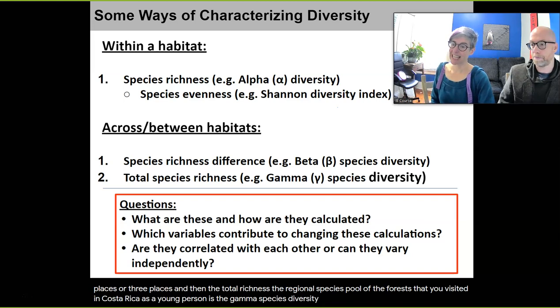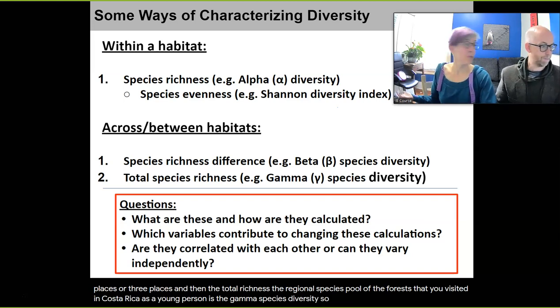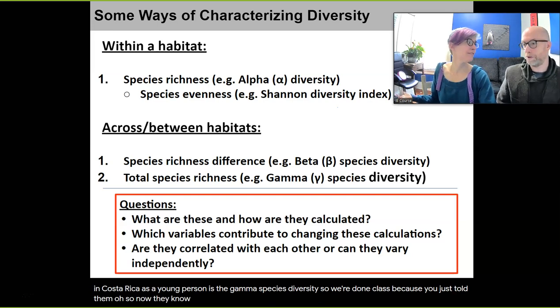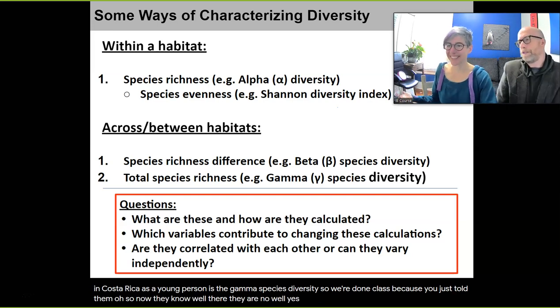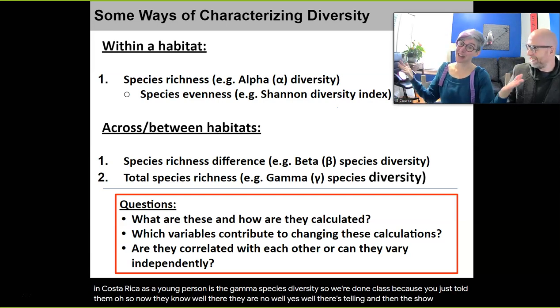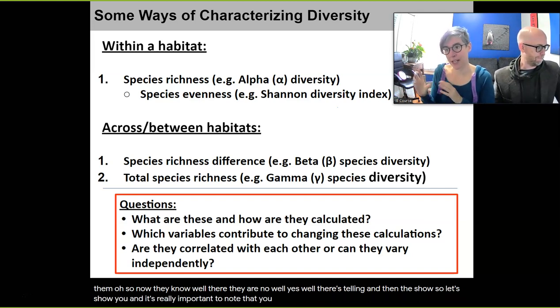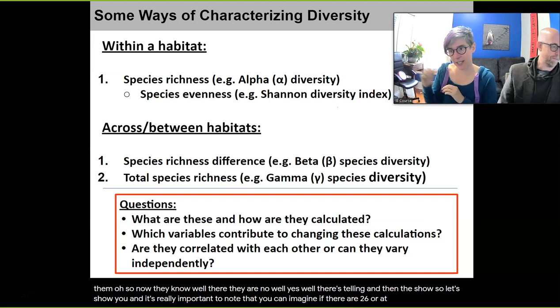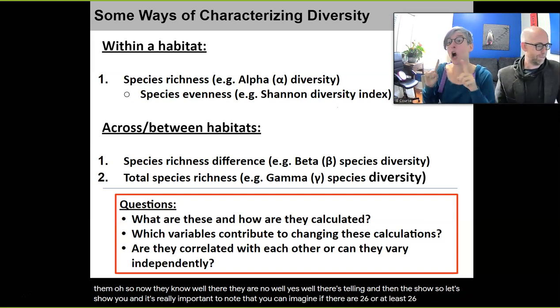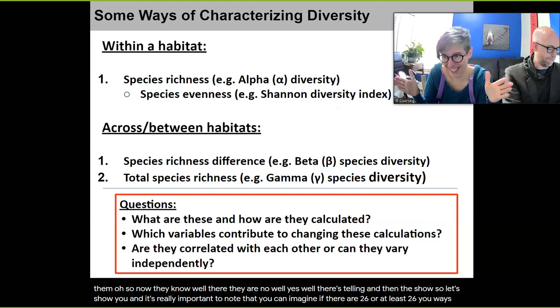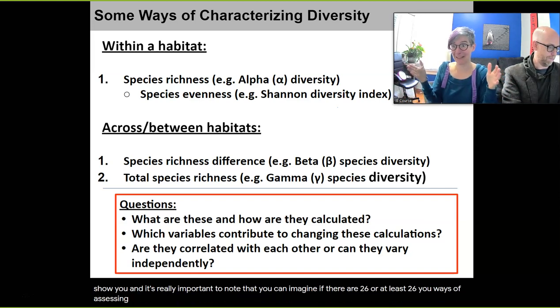So we're done with class? Because you just told them. So now they know. Well, let's play with it. There's telling and then there's showing. Let's show you. And it's really important to note that you can imagine if there are at least 26 definitions of species, there are many ways of assessing diversity, right?